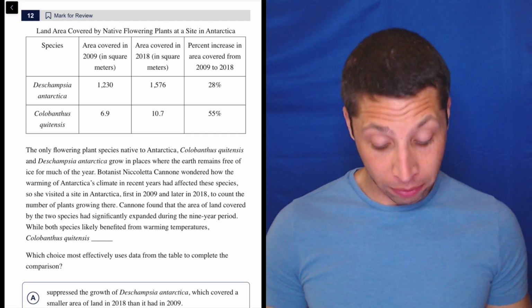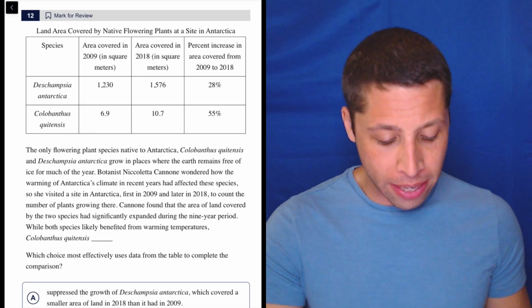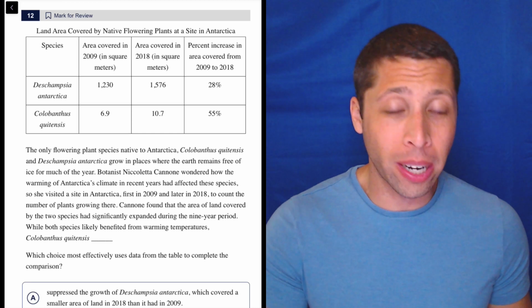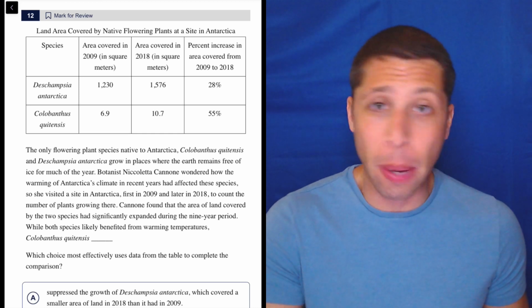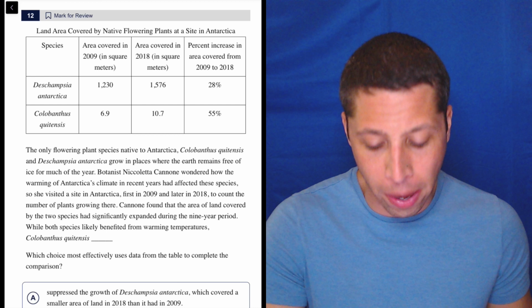All right, this question is kind of specific. Which choice most effectively uses data from the table to complete the comparison? So I probably want to have a quick summary of what this comparison is to be able to sort through this data better. So let's take a look at the passage first.